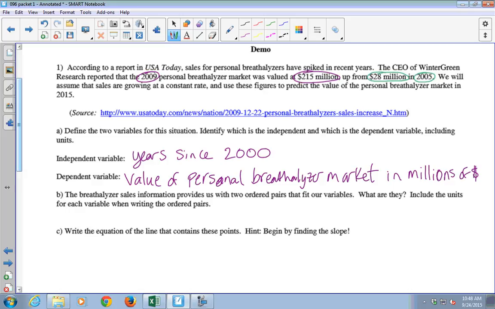Okay, so the question gave us two ordered pairs that fit our two variables. So what's my first one? The one I circled in pink. How would I write that as an ordered pair?